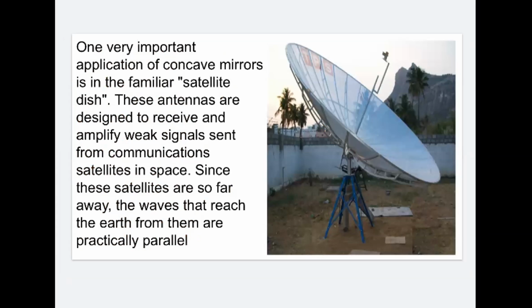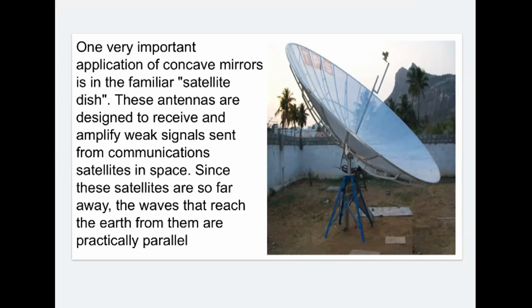We all must have seen these antennas at our home, on our terrace. So, one very important application of concave mirror is the satellite dish. These antennas are designed to receive and amplify weak signals sent from communication satellites in space. Since these satellites are so far away, the waves that reach the Earth from them are practically parallel. You can also say the waves are weak. We all are using dish antennas in our home.